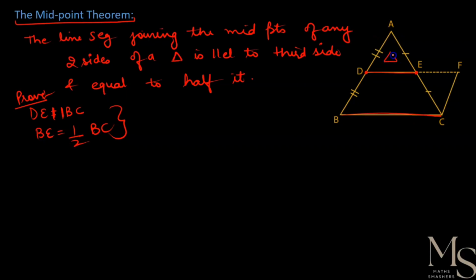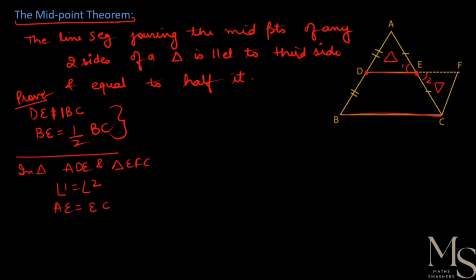We will start with two triangles, these two triangles. In triangle ADE and triangle EFC, as you know, angle 1 is equal to angle 2. We are already told that D and E are midpoints. If they are midpoints, that means AE is equal to EC. And by construction I have already drawn this line, that is DB is parallel to FC.